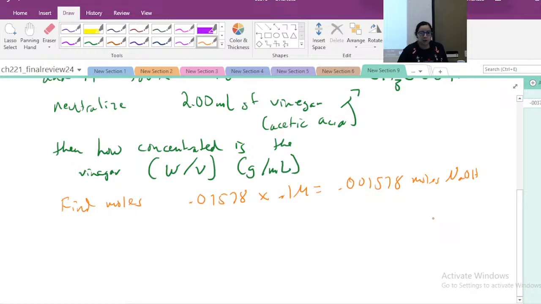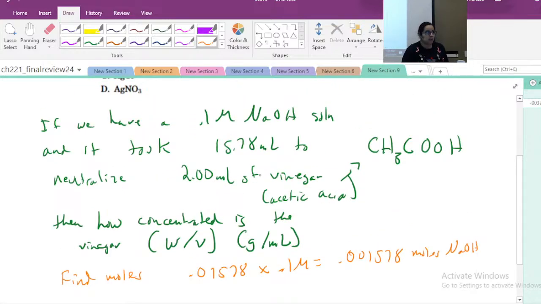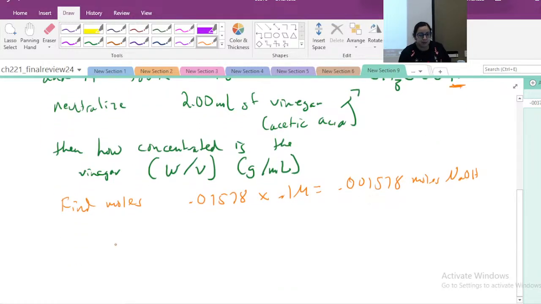to figure out moles, but how many moles? What's our mole ratio for this one? So how many equivalents of sodium hydroxide does it take to neutralize vinegar? I tried to give you a hint, and then I highlighted the acidic protons. So how many acidic protons are there in vinegar? 1. So it's a 1-to-1 ratio.